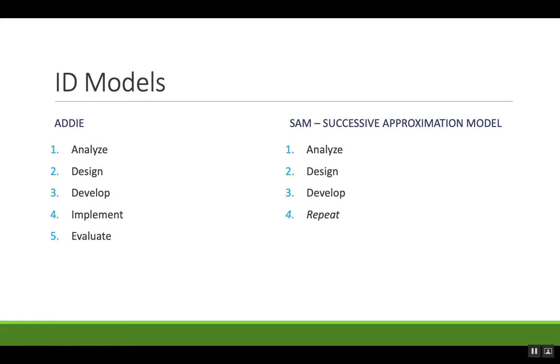But there's two main models. ADDIE is kind of the classic. ADDIE stands for Analyze, Design, Develop, Implement, Evaluate. And then there's the SAM model, which stands for Successive Approximation Model. And this is more about rapid prototyping. So let's look a little bit more in depth at what each of these means.